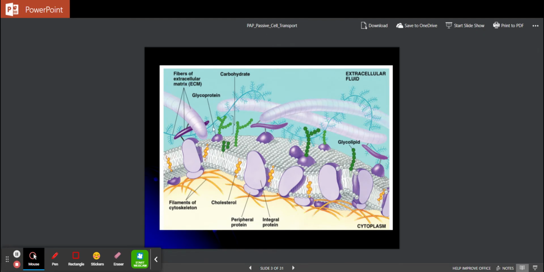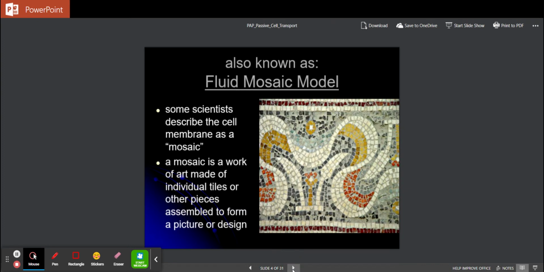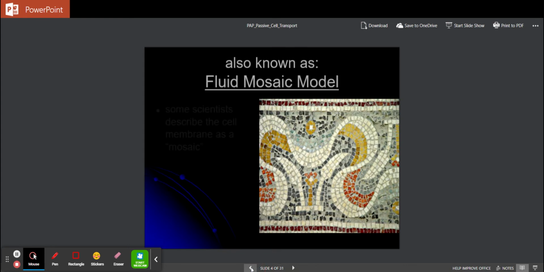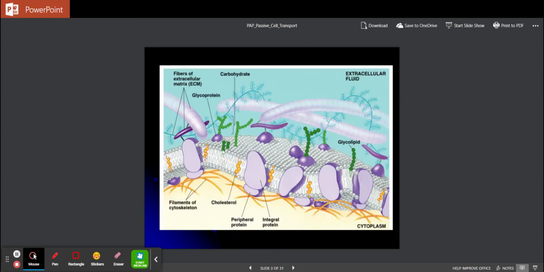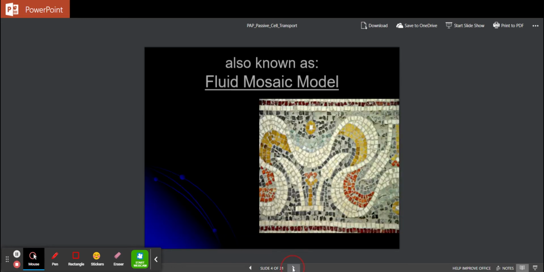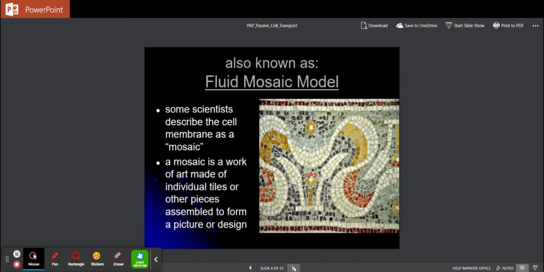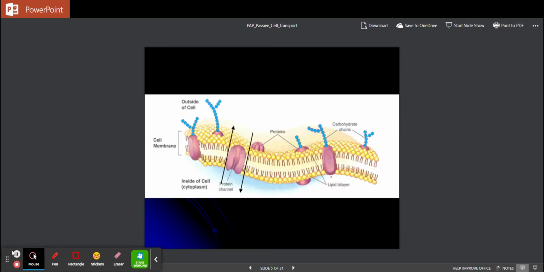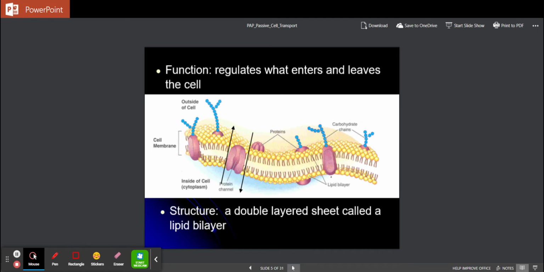All right, and this is just another look at it from sideways with everything labeled. It's known as a fluid mosaic model because some people describe it as a mosaic, because you can see the similarities here. It looks kind of wavy with a bunch of stuff in between, and you can compare it to the mosaic. A bunch more diagrams here.